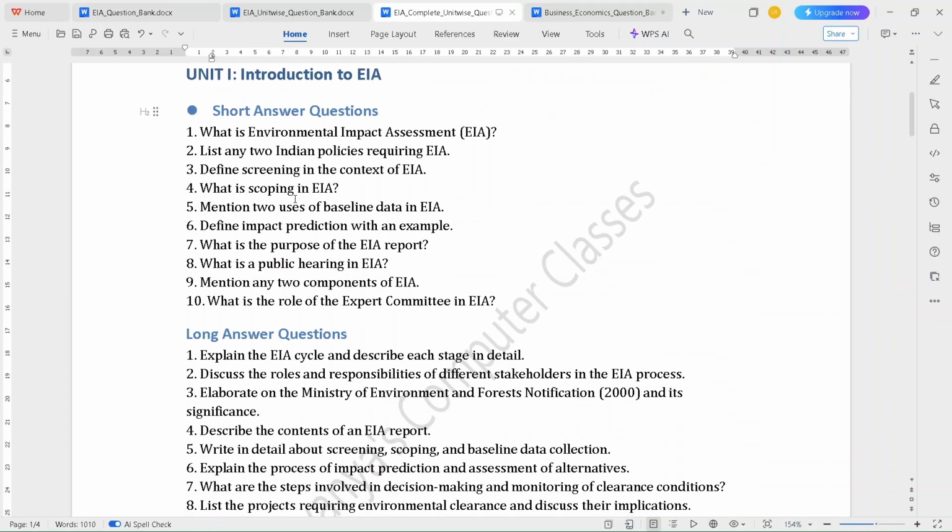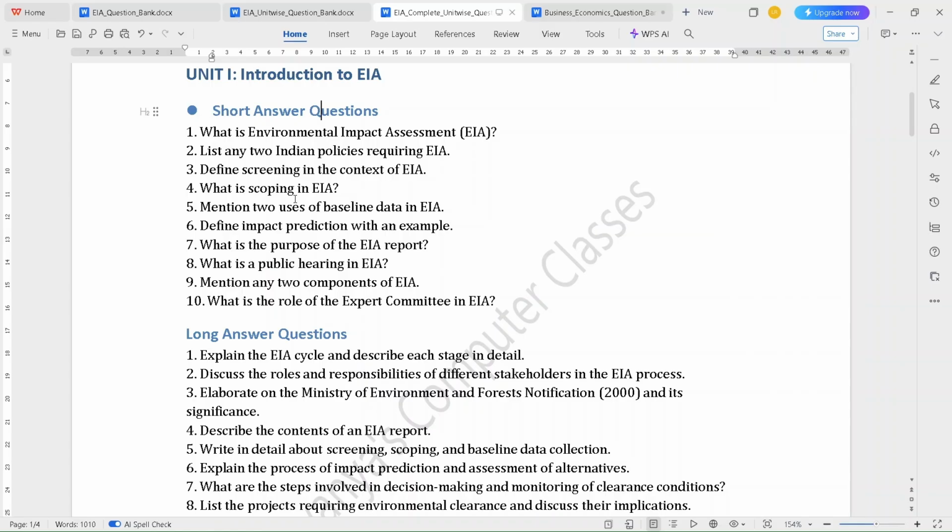The Unit 1 short questions are: what is Environmental Impact Assessment, EIA? List any two Indian policies requiring EIA. Define screening in the context of EIA. What is scoping in EIA? Mention two uses of baseline data in EIA. Define impact prediction with an example.